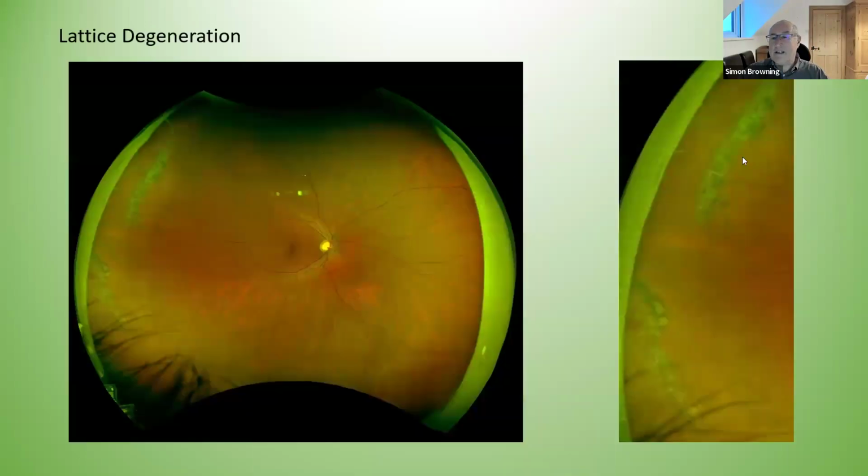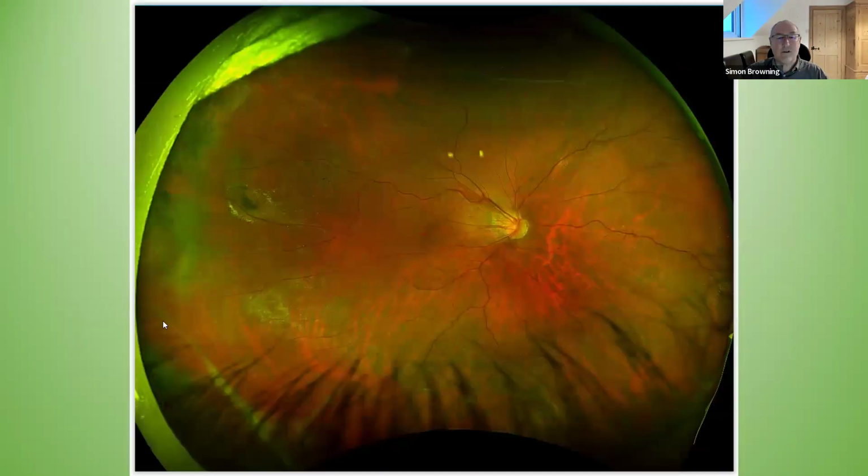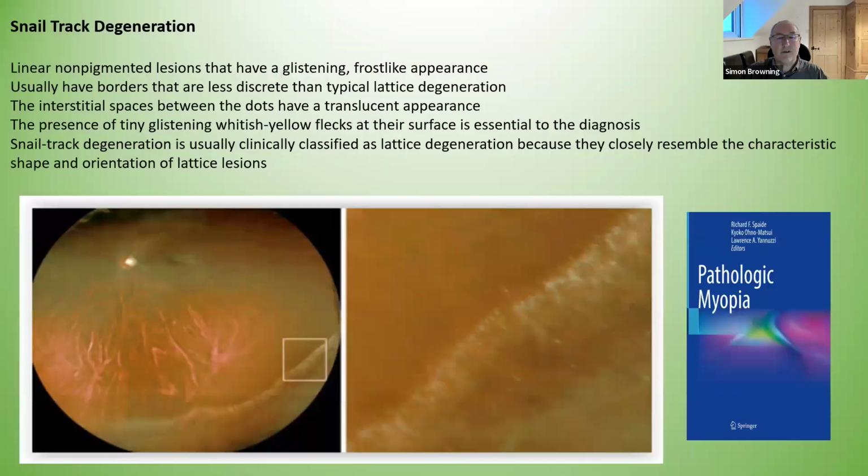And you then get these long bands of degeneration. Again, magnifying them gives you so much more information as to what's going on. And another classic one here with a bit of folded vitreous here. And all of these are classic. Now, snail track degeneration, as I said, is a form of lattice degeneration, but you can see the difference in its appearance. It's like this snail track here is dragged up it.